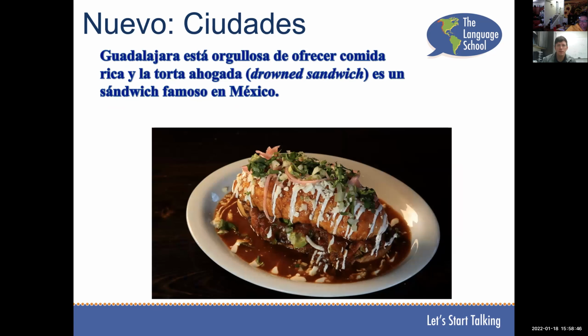Guadalajara está orgullosa de ofrecer comida rica y la torta ahogada es un sándwich famoso en México. ¿Qué significa orgullosa? Proud. ¿Qué significa ofrecer? So it's proud to offer. Proud to offer food. Rica, rich, delicious, yeah. And the drowned sandwich is a famous sandwich in Mexico. Yep, muy bien.